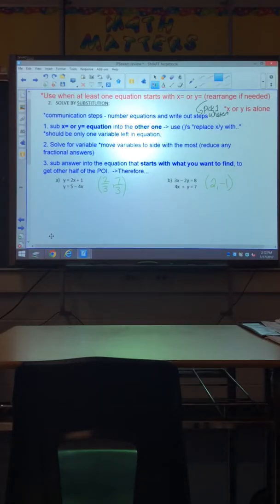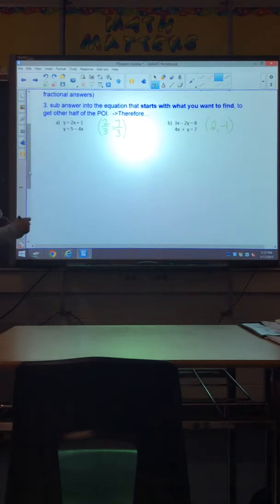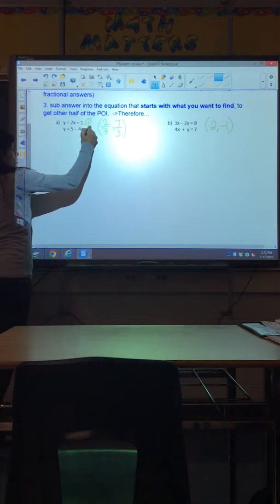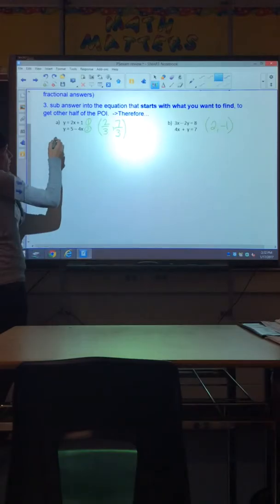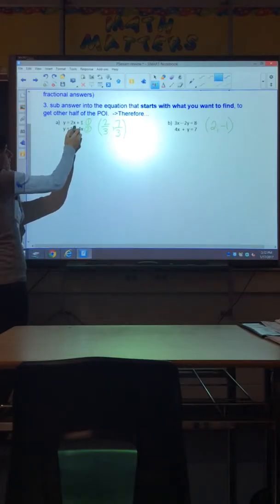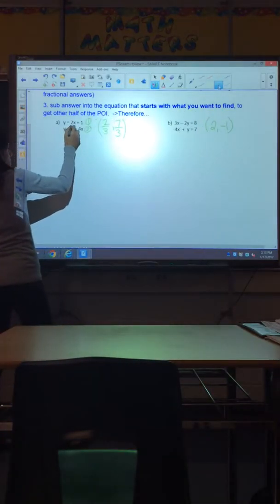Alright, so let's take a look. First thing I'm doing is I'm numbering my equations, equation 1 and equation 2. I find the equation that begins with x equals or y equals. In this case, they both do, so you can choose one. Y is equal to 2x plus 1. So I'm going to replace y with 2x plus 1 in the other equation.